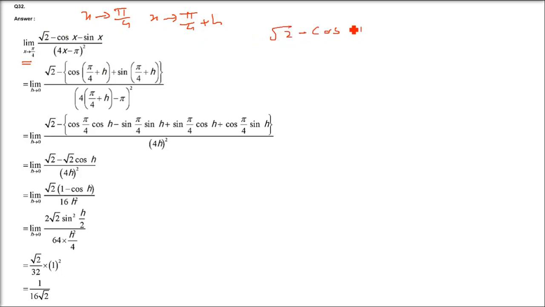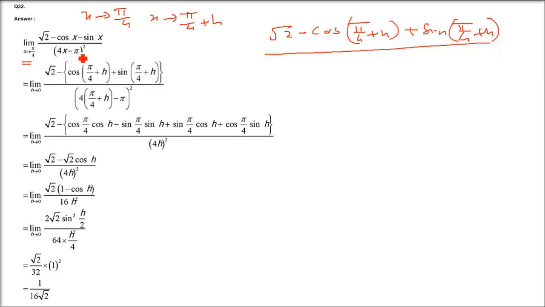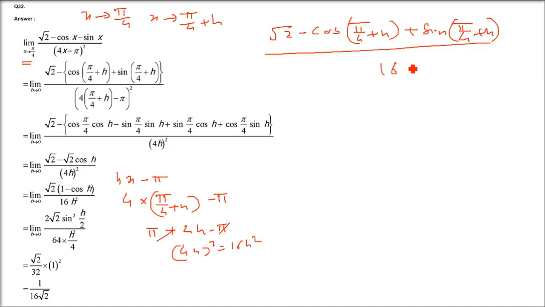So you have root 2 minus cos pi by 4 plus h minus sin pi by 4 plus h. So we are replacing x by pi by 4 plus h. Then in the denominator you have 4x minus pi. So 4 into x, x you can write as pi by 4 plus h, minus pi, and this is all whole square. So 4 into pi by 4 is pi, and this is 4h minus pi. Pi gets cancelled. You have 4h, and 4h square is 16h square. The denominator will give you 16h square.